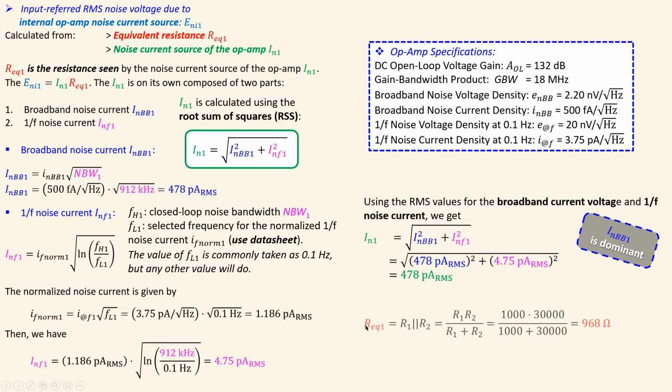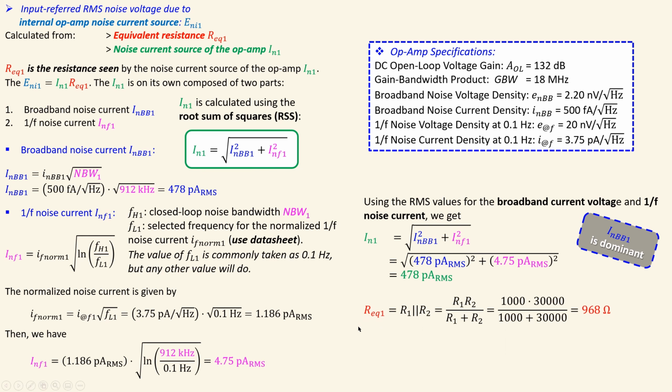478 picoamps RMS. Of course, we need to also calculate the equivalent resistance for the first stage. That will be just the 1,030,000 kilo ohms in parallel. That will give you approximately 968 ohms. Now, using Ohm's law, multiply these two, you will have 0.462 microvolts RMS. That's actually the second part of the input noise voltage contribution of the first stage.